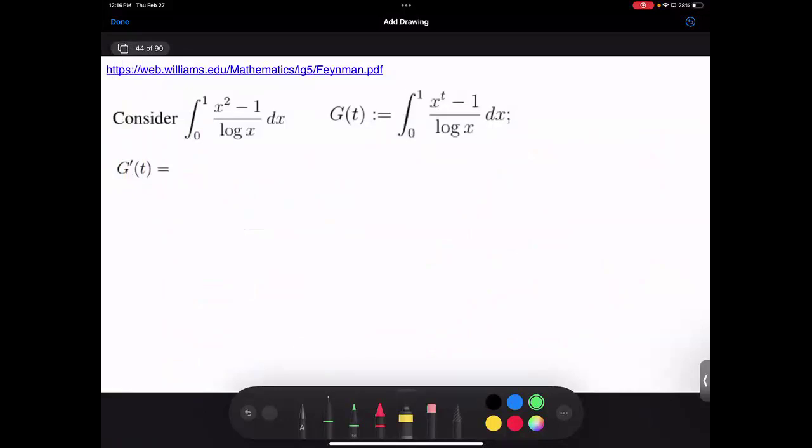Now, the idea is, let's take the derivative. So if we want to take the derivative, that's d by dt of the integral from 0 to 1 of (x to the t minus 1) over log of x dx. And now, what's the derivative of the integral?